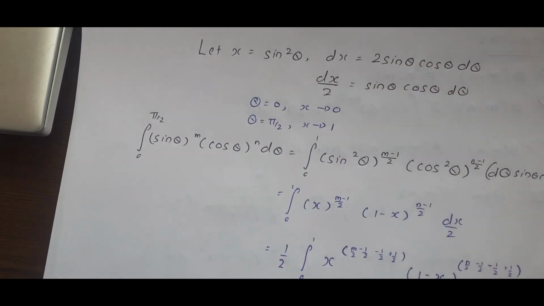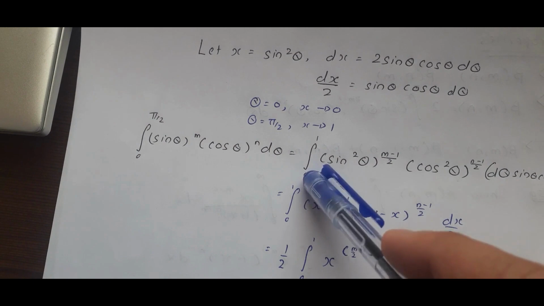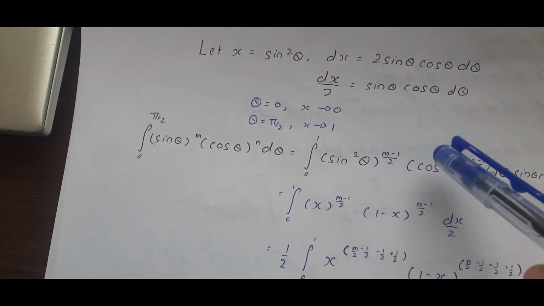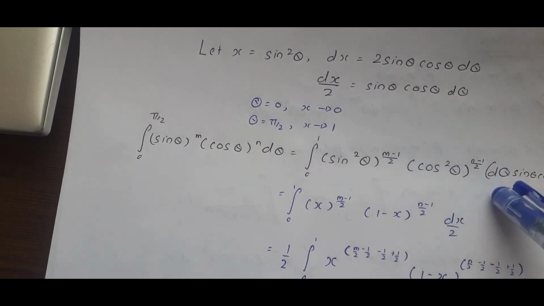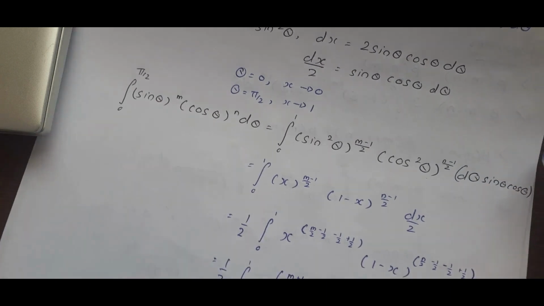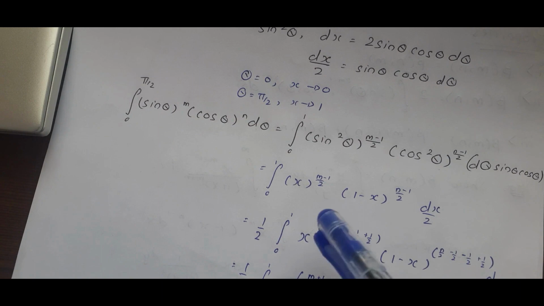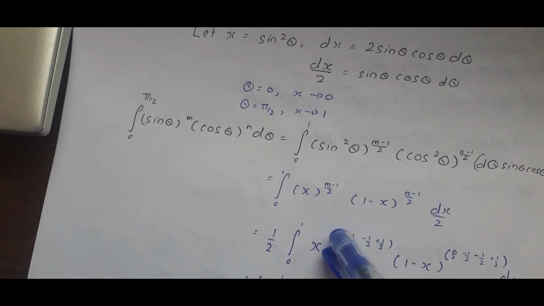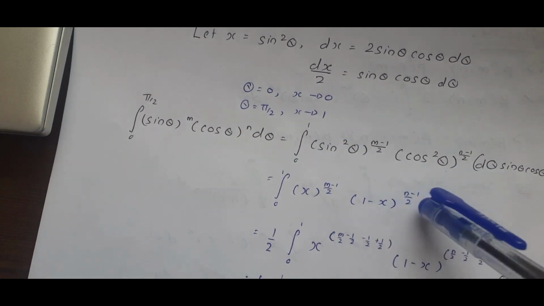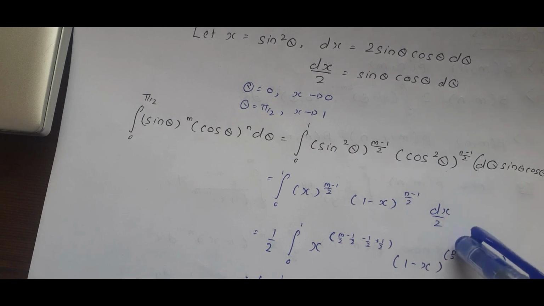So now we have converted our integration into integration from 0 to 1 sine square theta power m minus 1 by 2, cos square theta power n minus 1 by 2, d theta sine theta cos theta. This becomes dx by 2. This becomes integration from 0 to 1 x power m minus 1 by 2, 1 minus x power n minus 1 by 2, dx by 2.